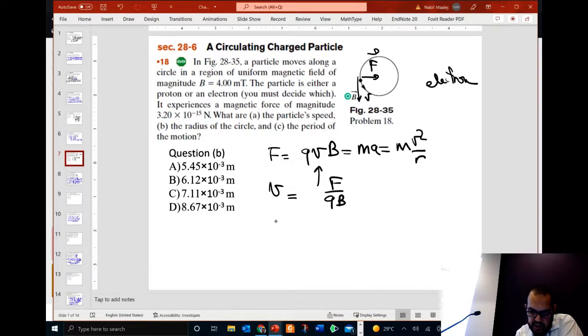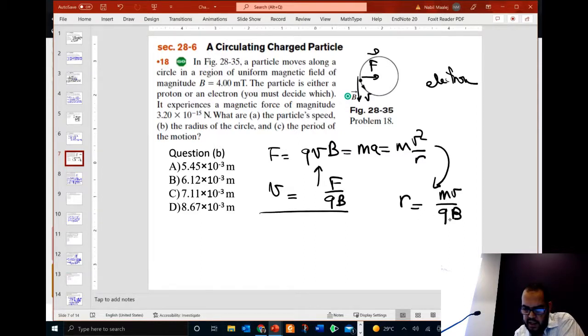The second question is what is the radius of the circle? From this equation, you can solve for the radius. With mv squared over R, R is mv over qB. The mass is the mass of the electron, which is 9.11 × 10^-31 kg. The charge of the electron and the velocity, you have from here. You can plug them in, and you have the magnetic field, so you can find R.